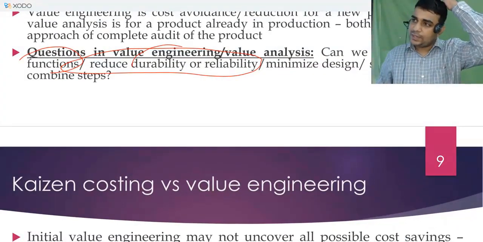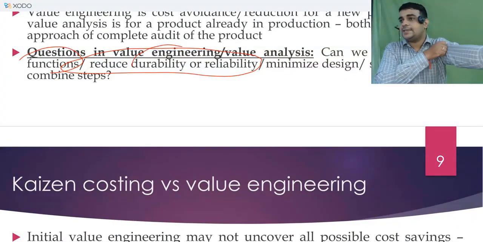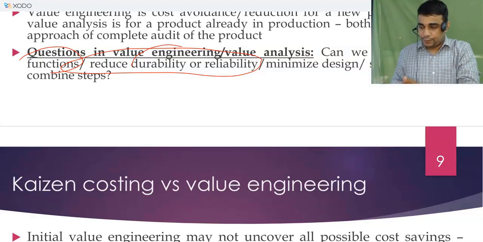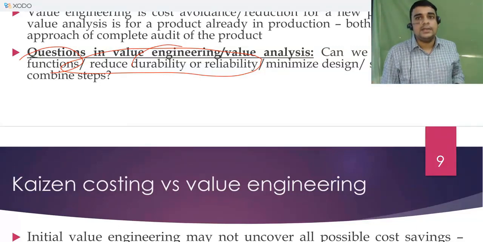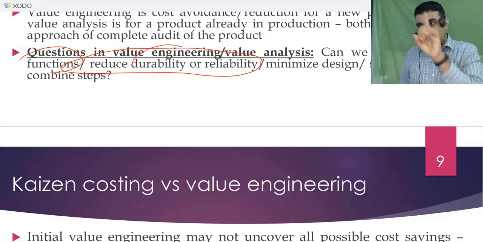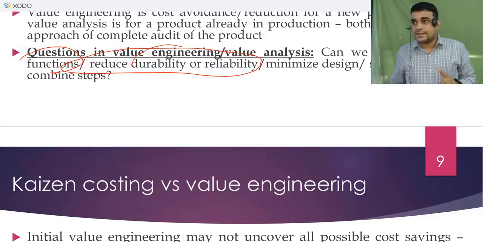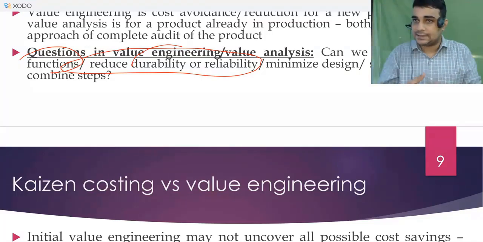Kaizen costing versus value engineering. I should have talked about Kaizen costing earlier. Kaizen costing focuses on continuous improvement. Kaizen costing and value engineering do the same thing, but value engineering is a one-time exercise, whereas Kaizen costing is a continuous exercise.